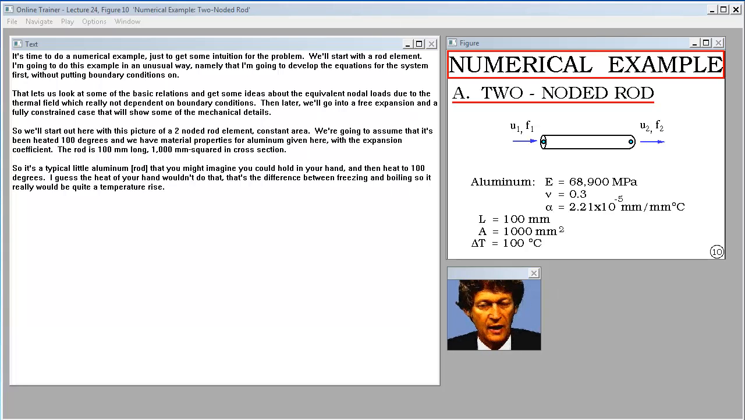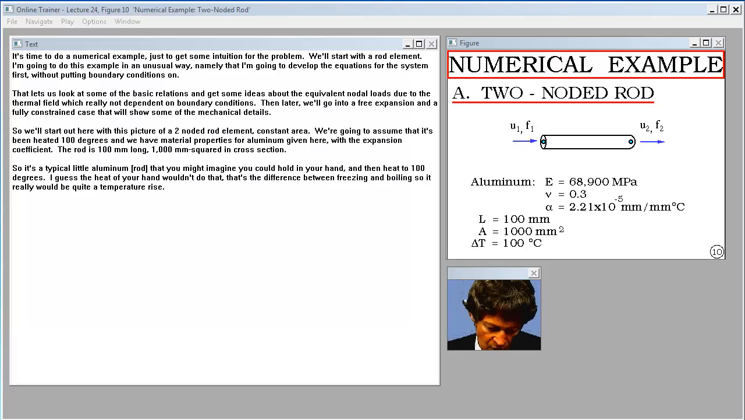It's time to do a numerical example just to get some intuition for the problem. We'll start with a rod element. I'm going to do this example in an unusual way, namely that I'm going to develop the equations for the system first without putting boundary conditions on. That lets us look at some of the basic relations and get some ideas about the equivalent nodal loads due to the thermal field, which are really not dependent on boundary conditions. Then later we'll go into a free expansion and a fully constrained case that will show some of the mechanical details.